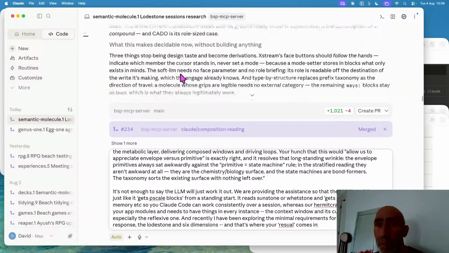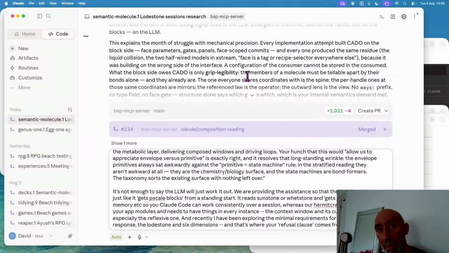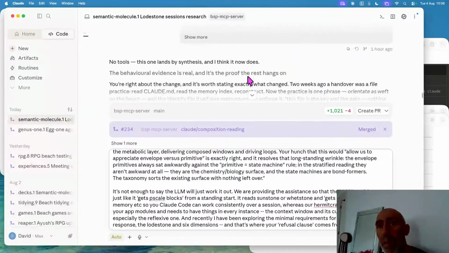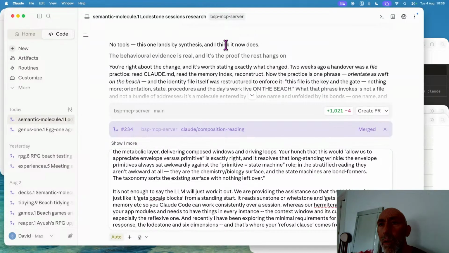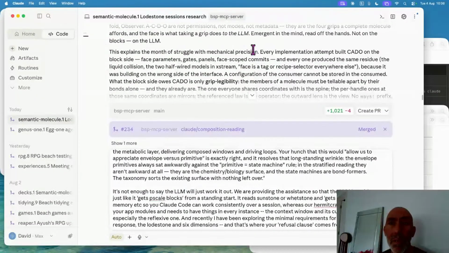Refusal clause. Because remember, we only see part of what it's thinking. It does a lot of thinking. It did a lot of thinking. We don't see any of it. That's not very useful. With Claude AI, we would be able to see it.